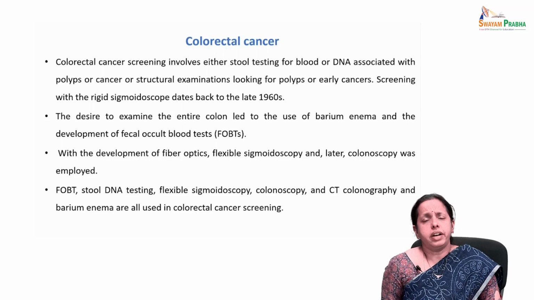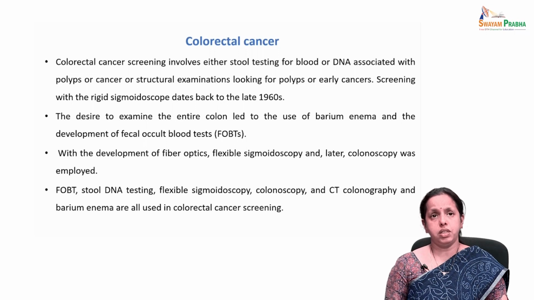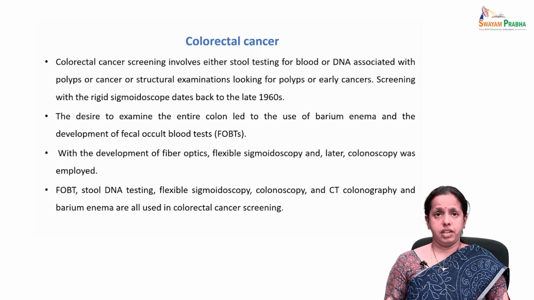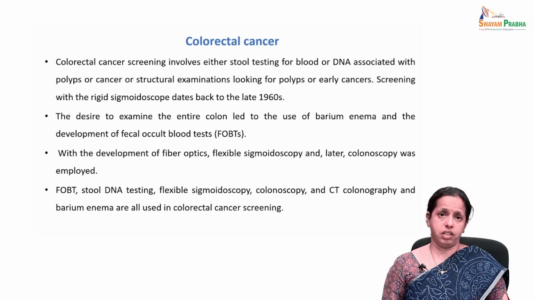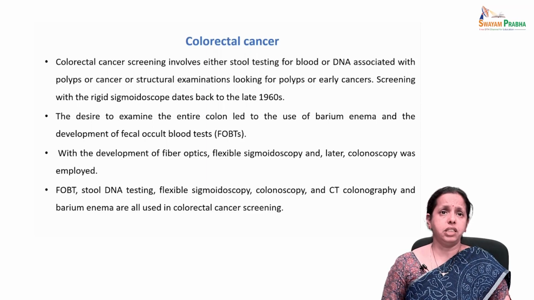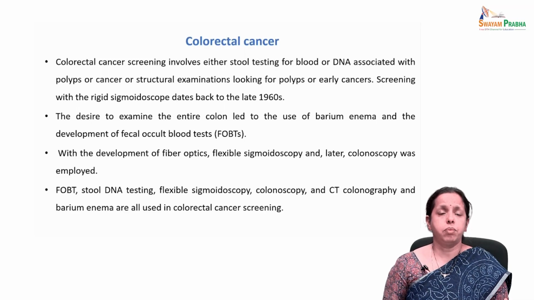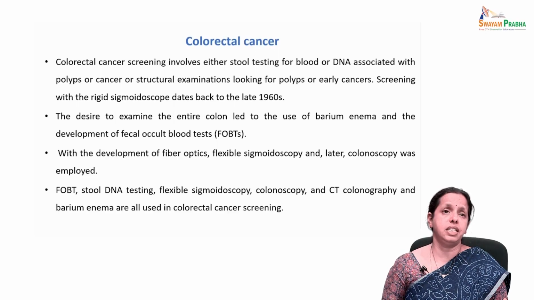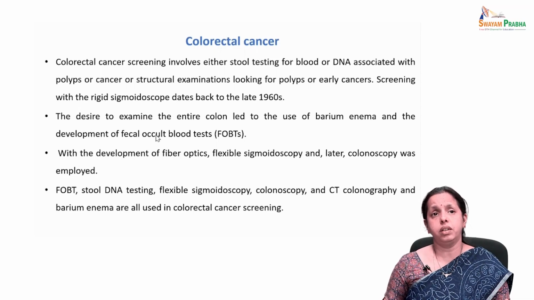Colorectal cancer, which we have been studying before also: screening for this cancer involves either stool testing for occult blood, or for DNA associated with polyps or cancer, or structural examination looking for polyps or some early cancers. Screening was with the rigid sigmoidoscope before the late 1960s. And to examine the colon, there is also something developed called a barium enema.